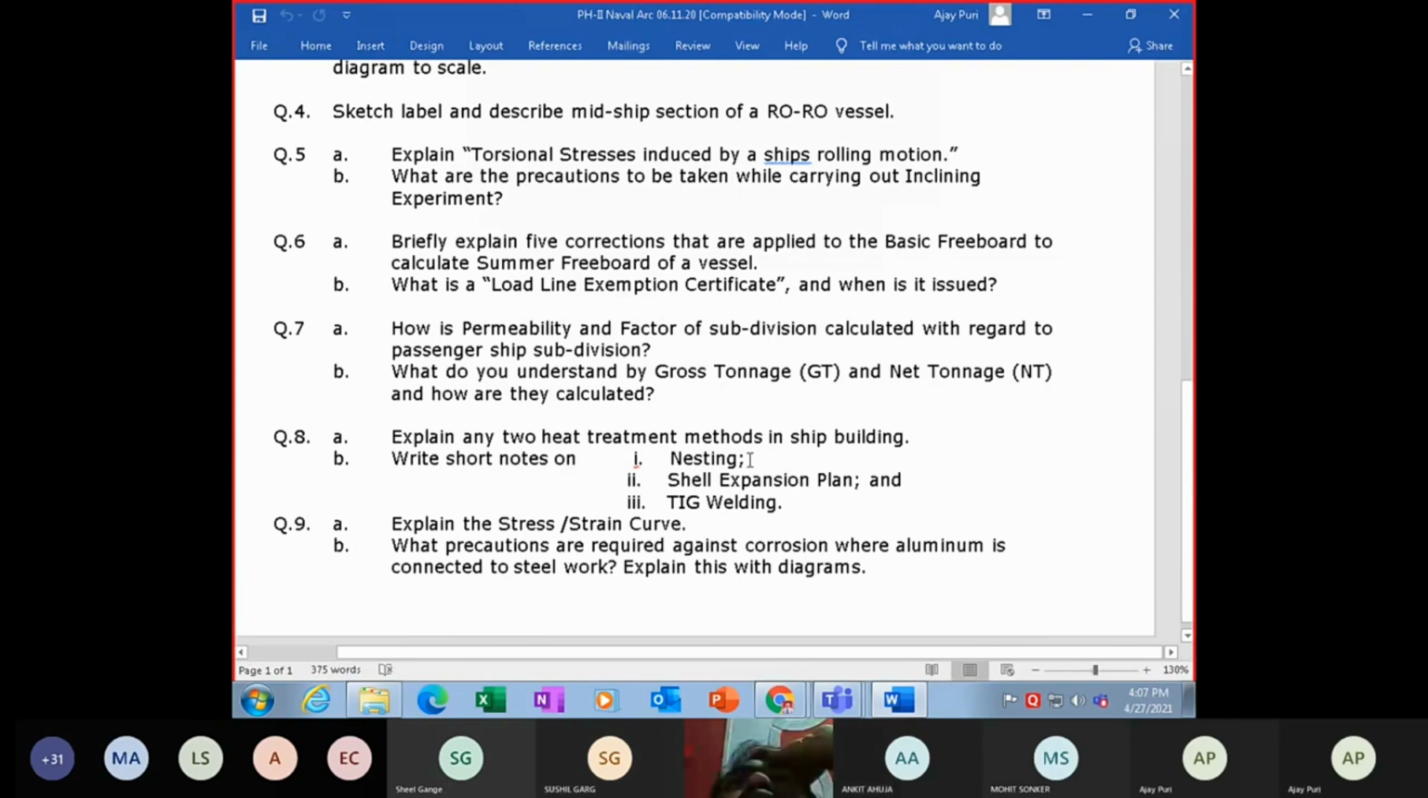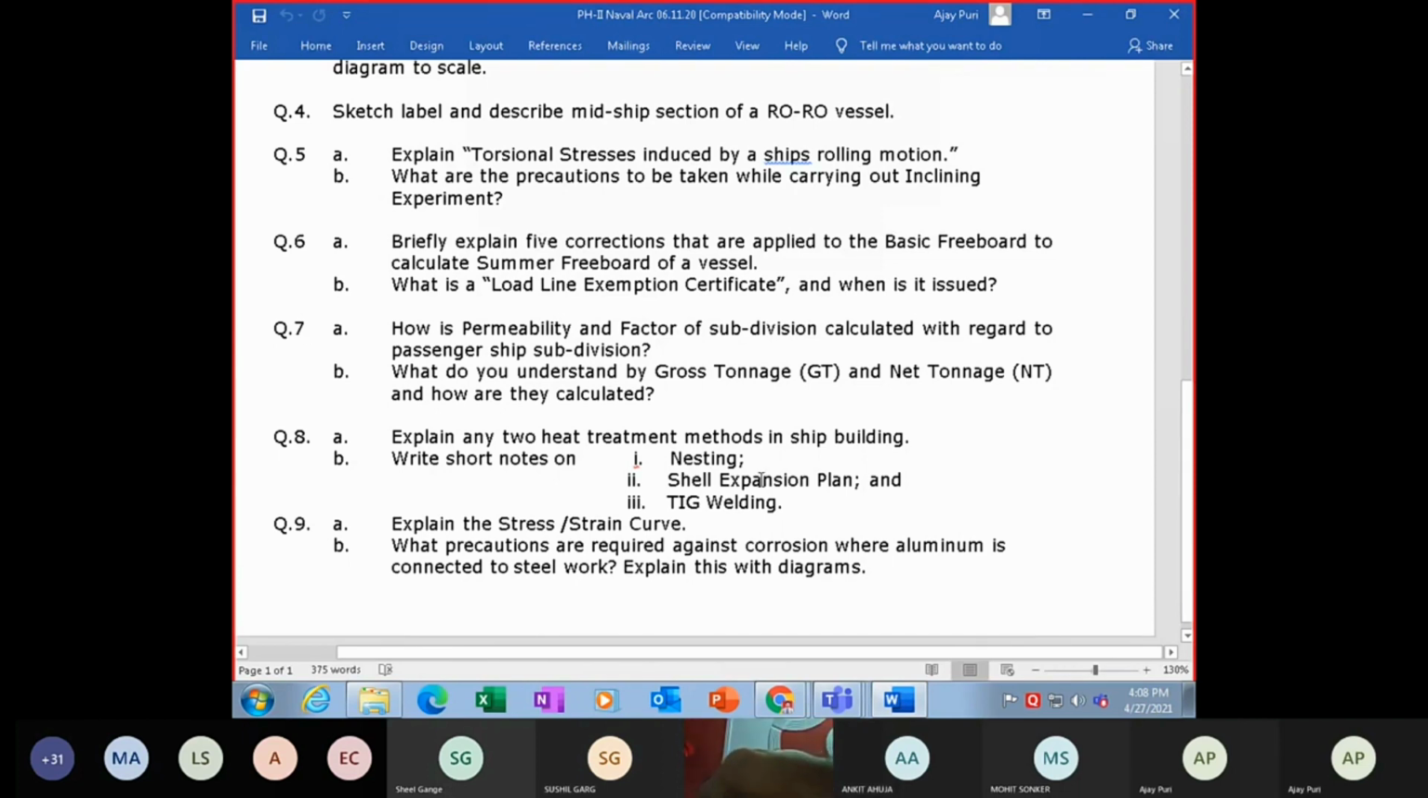8A, two heat treatments. You can write about tempering or annealing or the other two, normalizing. You can write any two. Short notes on nesting, shell expansion plan, and TIG welding. So you just make small diagrams and explain. Each is, you can say, 4 marks each.